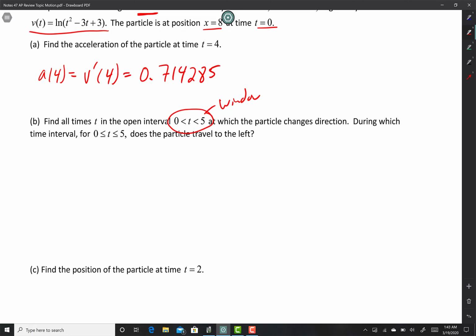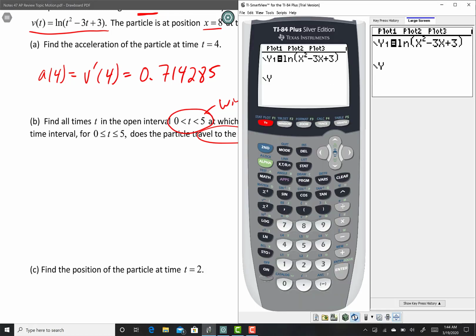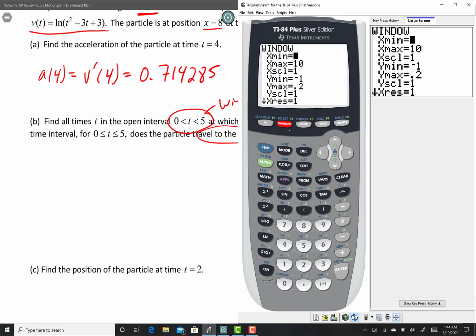Okay. So real quick, guys, you're moving left when the velocity is negative. When velocity is negative. So this is not going to be enough to suffice. You're going to have to write a statement here. So let's go ahead and figure this out, guys. So I'm going to look at my calculator. I already have it on y equals. There it is. And I'm going to change my window. I'm going to only look between 0 and 5.